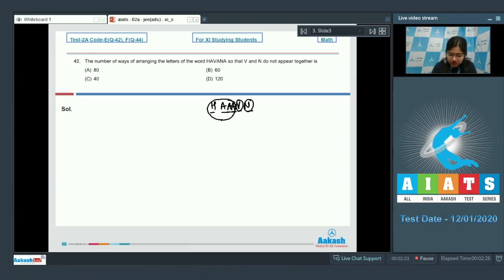So let us firstly arrange these 4 letters. Number of ways of arranging these 4 letters is 4 factorial divided by 3 factorial, because 3 of them are alike, right? Now after arranging these 4, in between these 4 we have 5 spaces. So from these 5 spaces, let us select any 2 spaces and arrange V and N in 2 factorial ways. I hope this is clear. So these are the number of ways, that is equal to 4 multiplied with 10 into 2, that is 20. So that is 80. So correct answer is option number A.